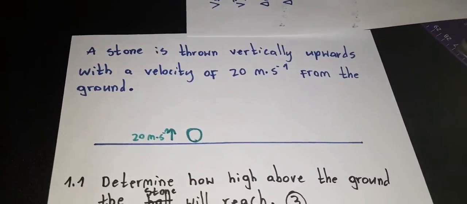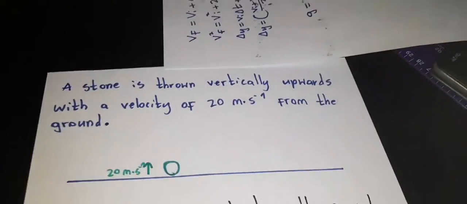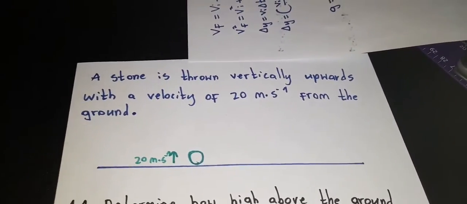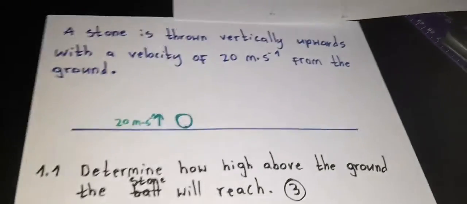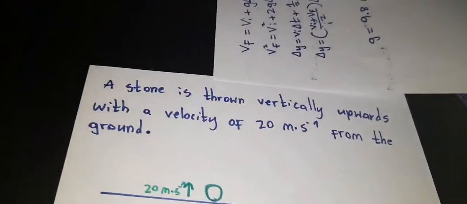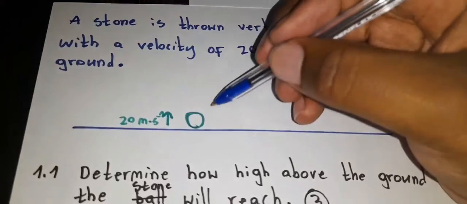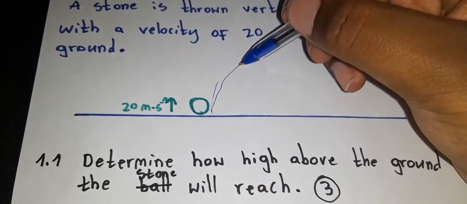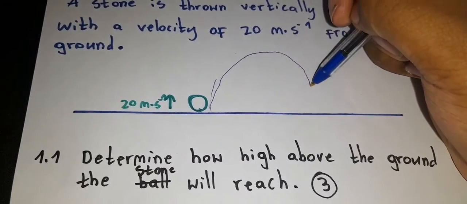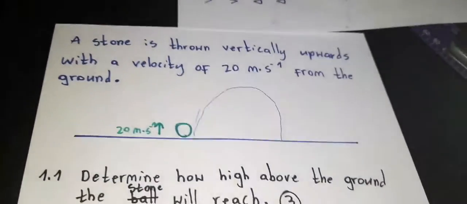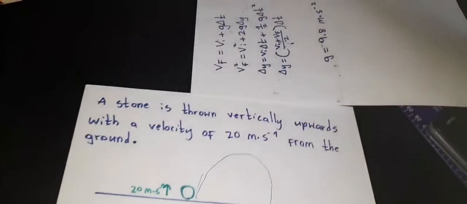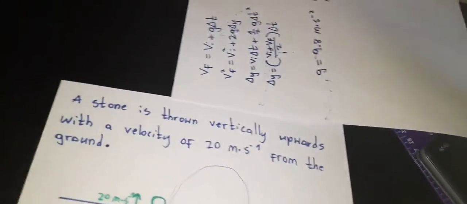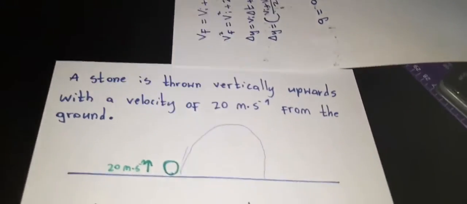they say a stone is thrown vertically upwards with a velocity of 20 meters per second from the ground. So this is what will happen. This stone will move from here, reach its maximum height, and then return to where it was thrown.